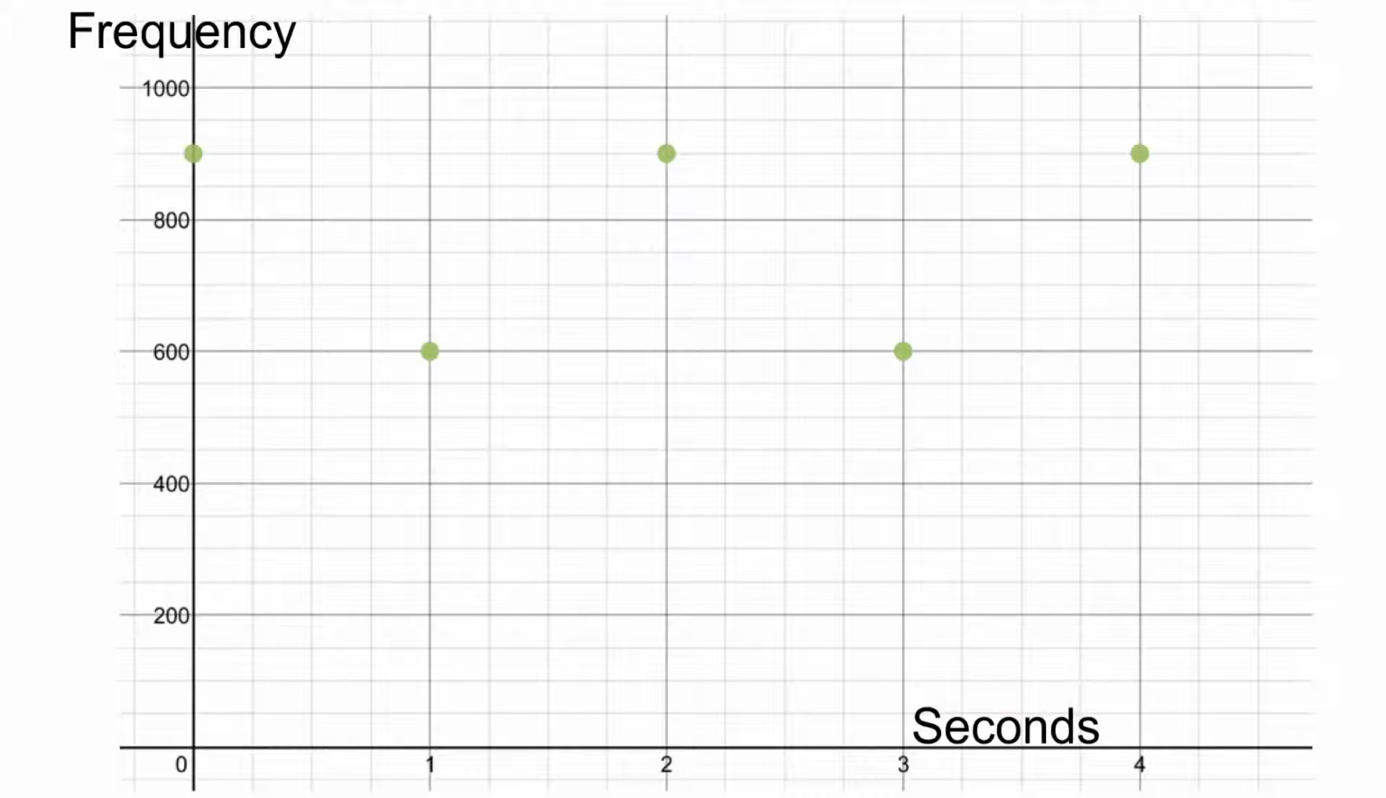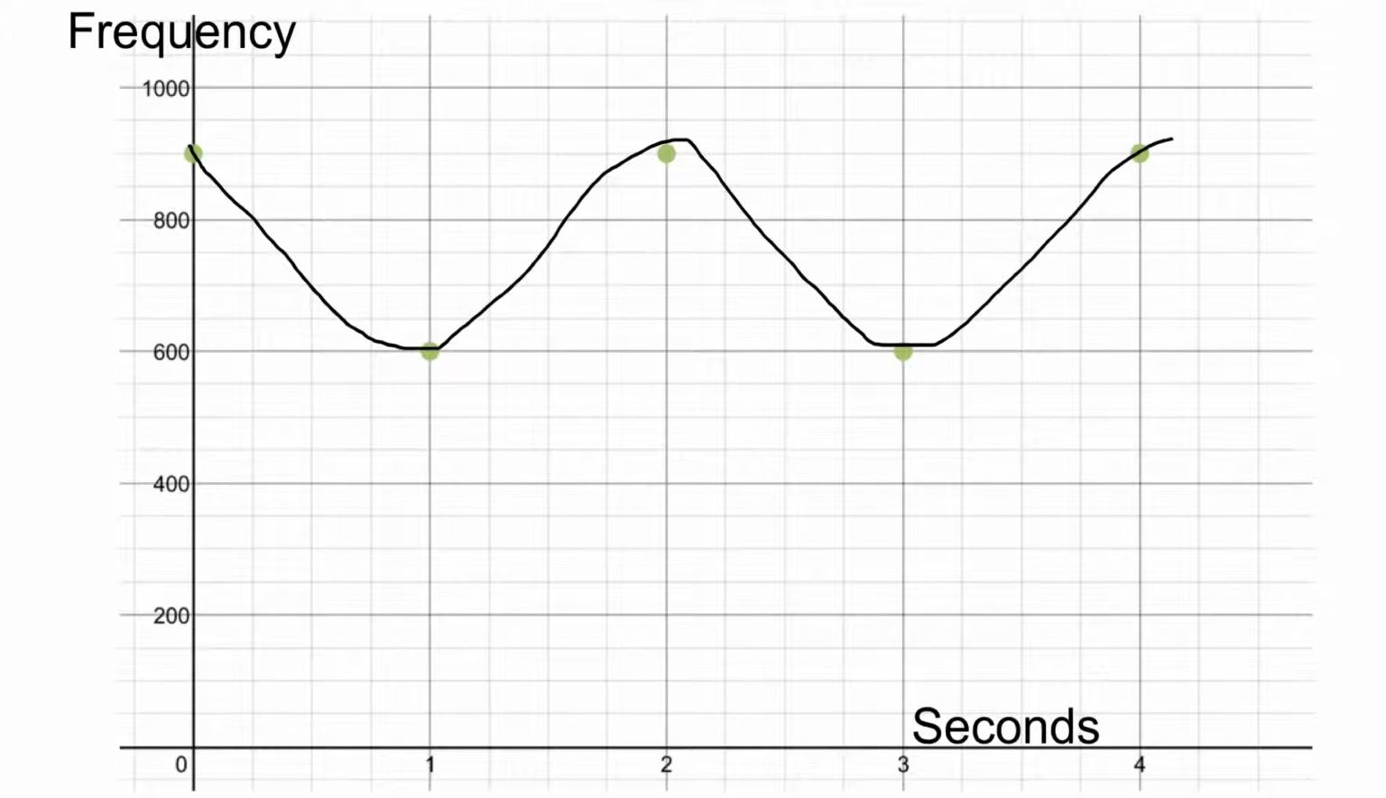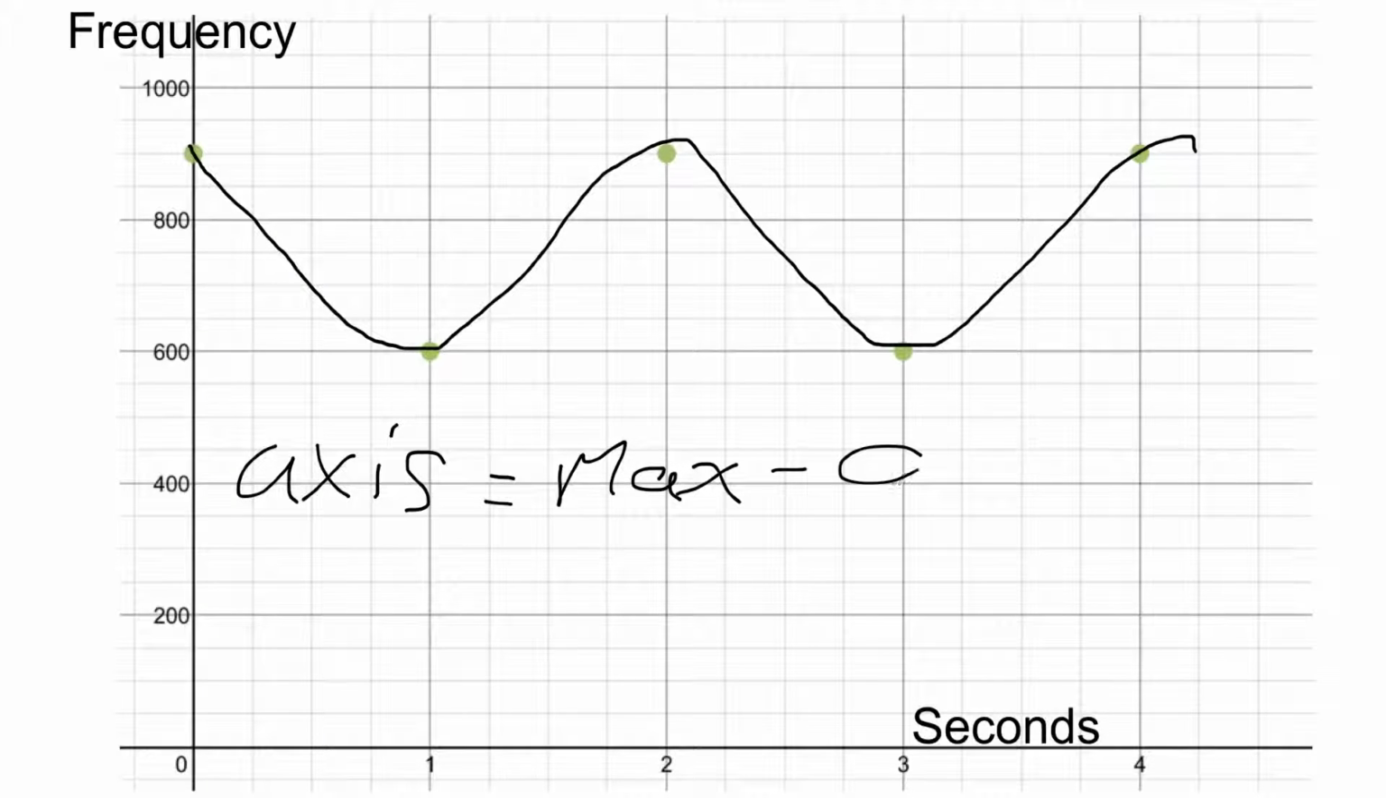What do we have to find first if we're finding our C value? The axis of symmetry. What does that get us? What is it called? It goes right through the middle. Yep, it's the axis of symmetry. So our axis of symmetry is equal to our maximum minus our A value.